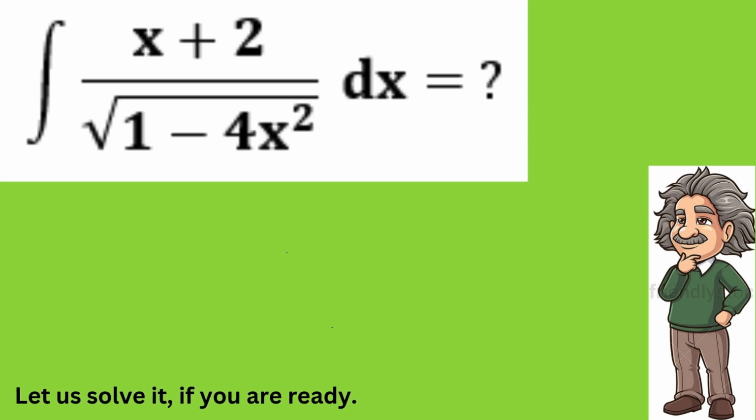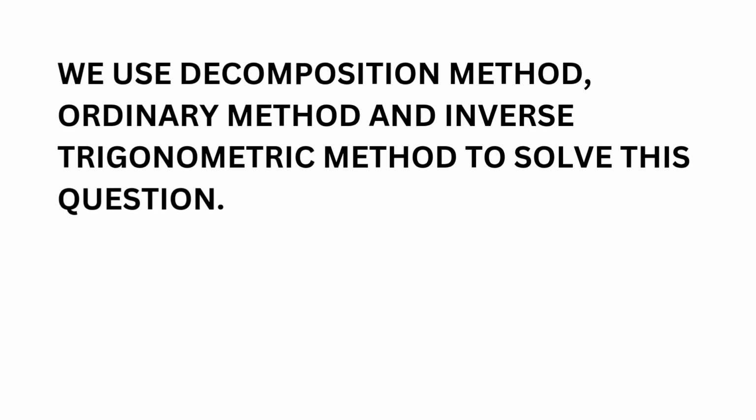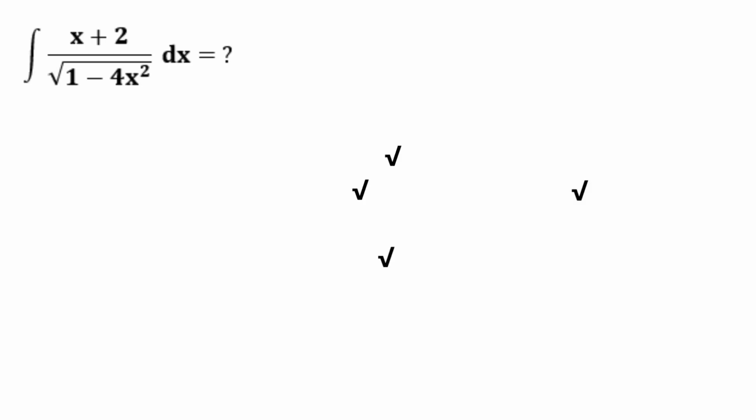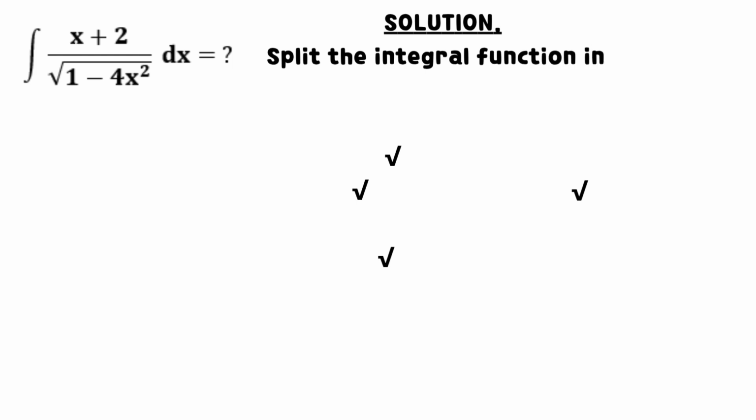Integrate (x + 2) divided by the square root of 1 minus 4x², dx. We use the decomposition method, ordinary method, and inverse trigonometric method to solve this question. Split the integral function into two functions.